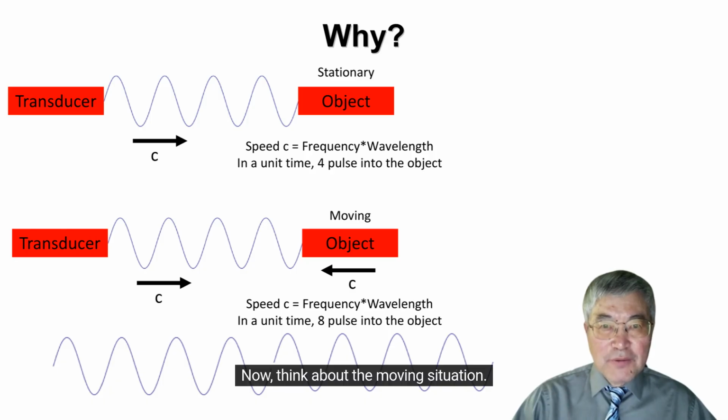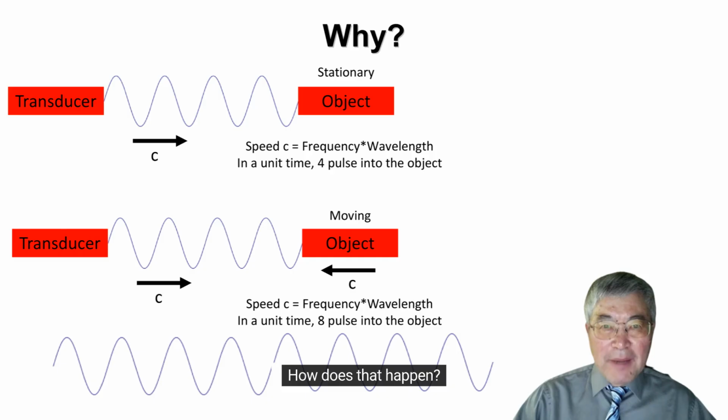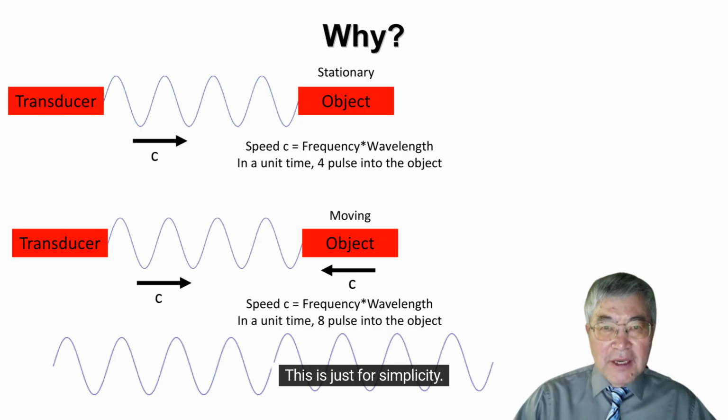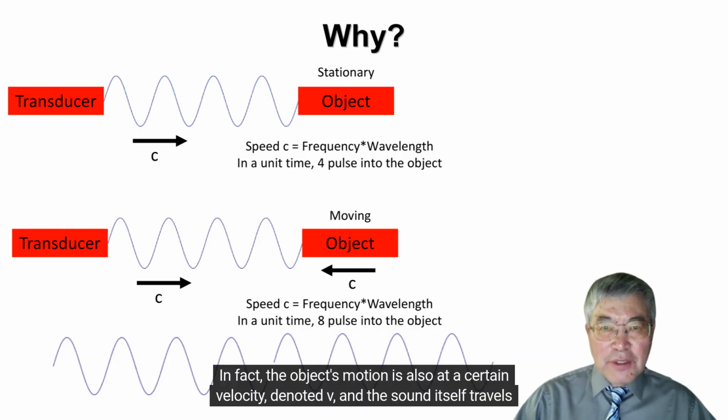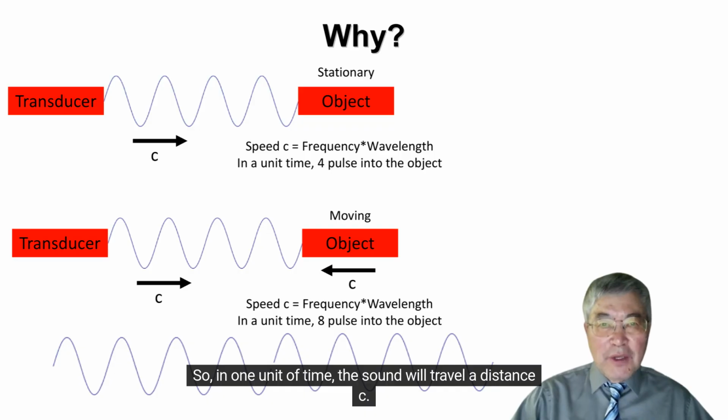Now, think about the moving situation. I say when the object is moving, you will see the apparent frequency change. How does that happen? Think about this. Let's say this same stationary object now starts a steady motion toward the transducer. This is just for simplicity. In fact, the object's motion is also at a certain velocity, denoted v, and the sound itself travels with velocity c. So, in 1 unit of time, the sound will travel a distance c.